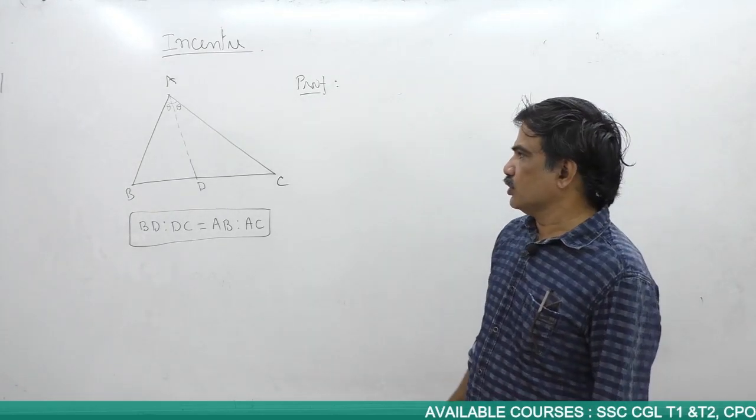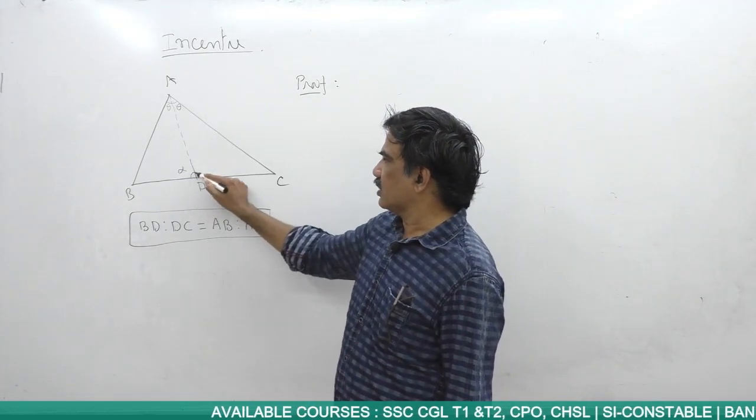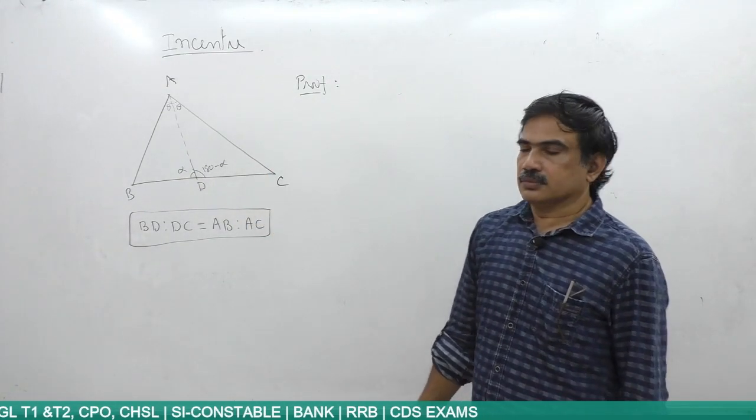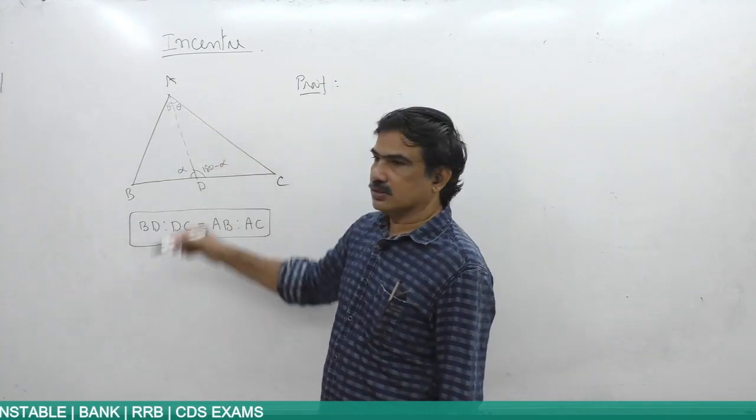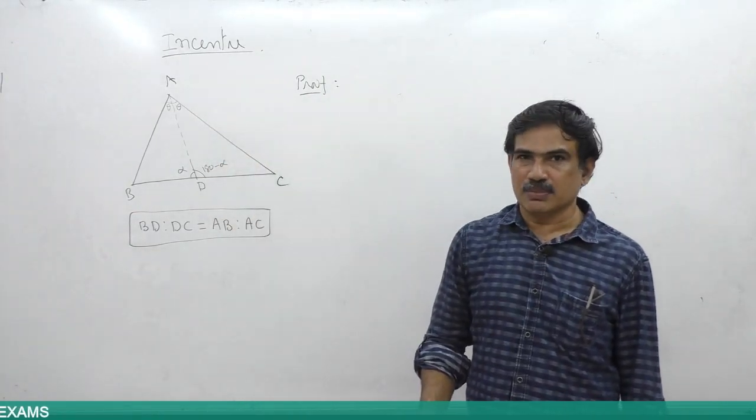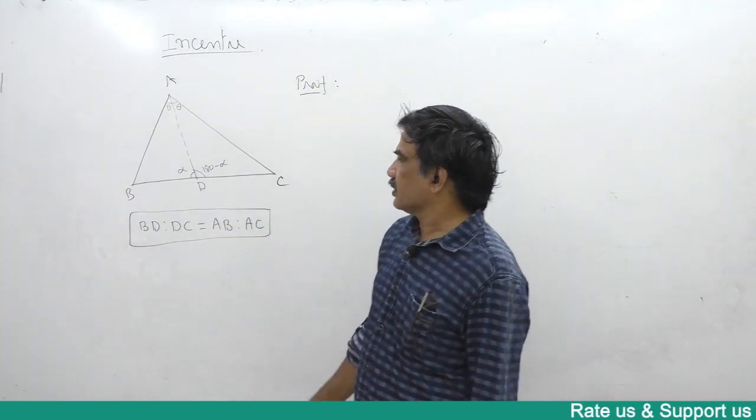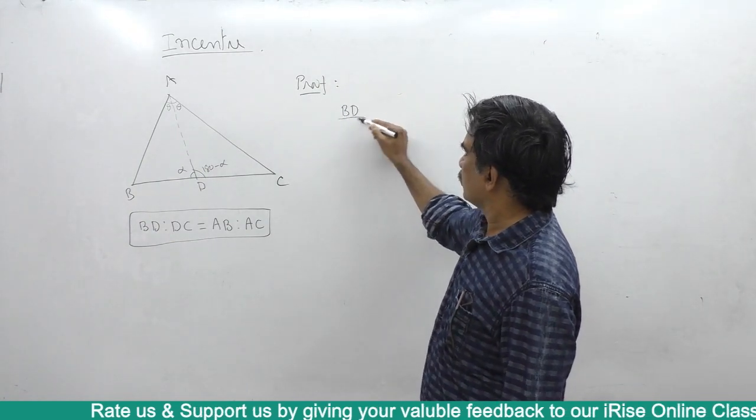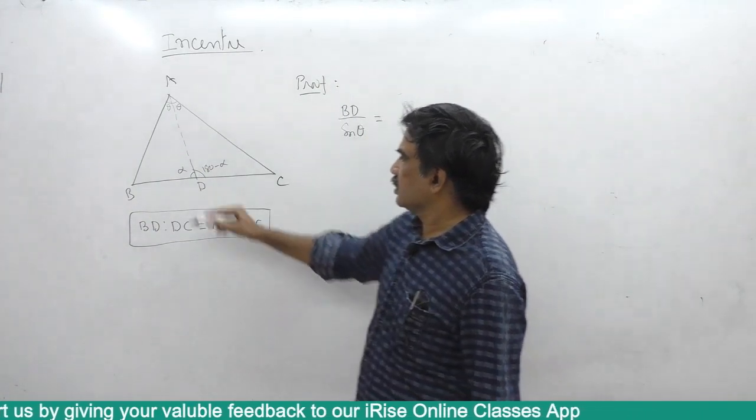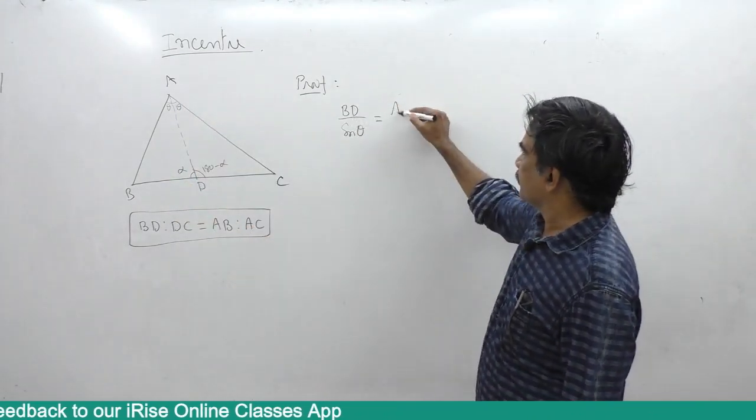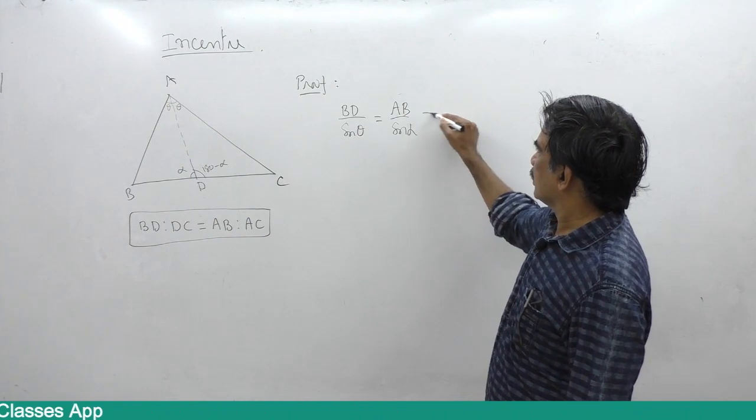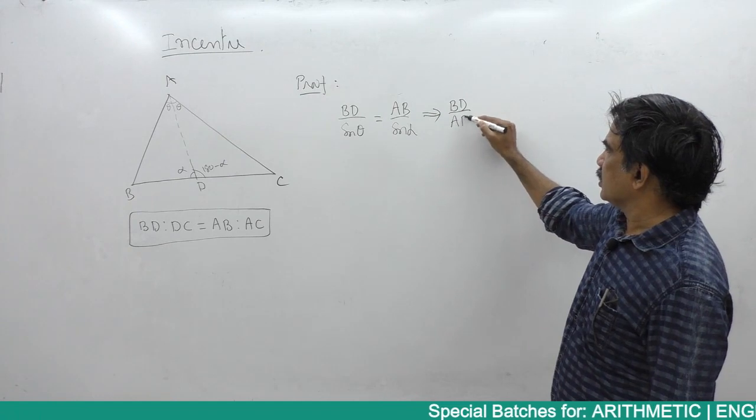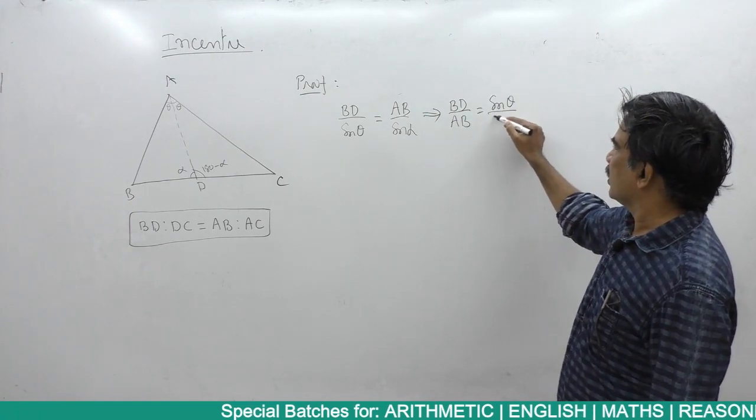And this can be proved using the sine rule. If this is angle alpha, this angle is nothing but 180 minus alpha. Already you know, in a triangle, a by sine A is equal to b by sine B is equal to c by sine C. I want to use that concept. BD by sine theta is equal to AB by sine alpha. This implies BD by AB is equal to sine theta by sine alpha.